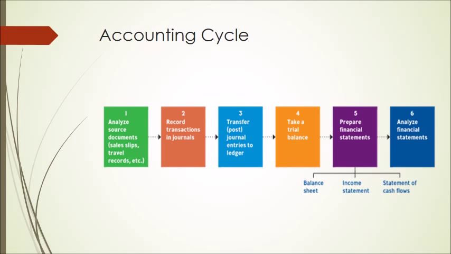And finally, we have our accounting cycle. This is a 6-step process which describes what happens to all of our accounting information. This is basically a deep dive breakdown into the accounting system. We start by analyzing our source documents, sales slips, travel records, etc. We record transactions into the journal. Then we post journal entries into the ledger. Then we take a trial balance, make sure everything is all balanced and correct before we prepare our financial statements. And then last but not least, we analyze our financial statements, which is where we look at how the company did and how it can improve. We'll be studying more about that in later chapters.